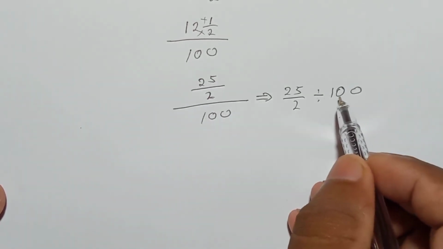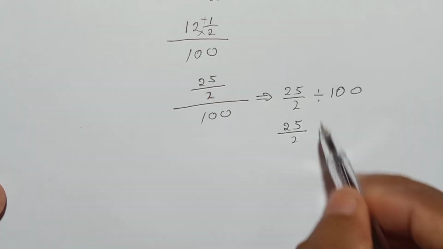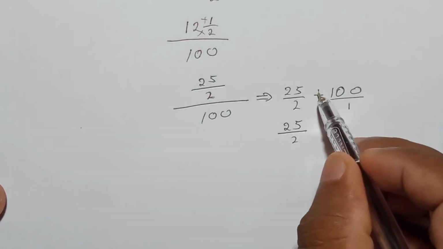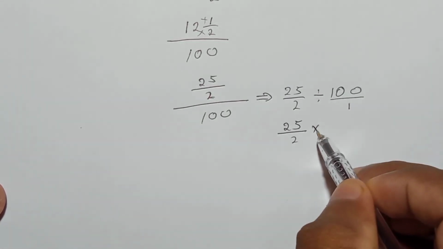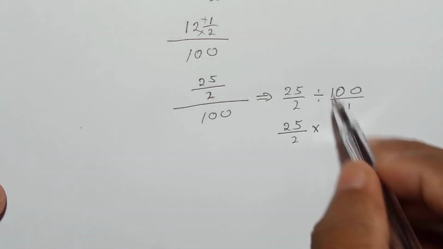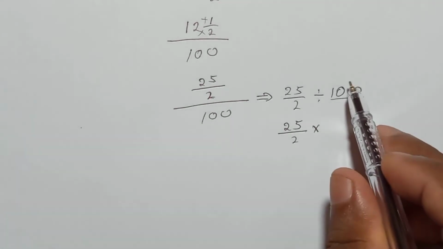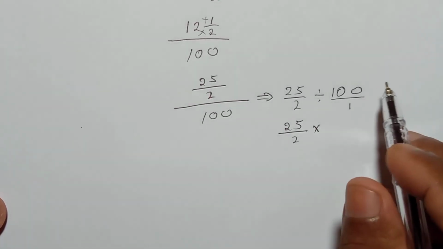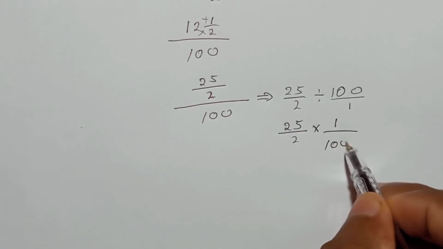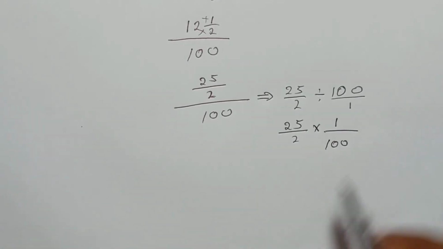Now maybe you will feel, what to do here? Division, and here there's no denominator, so we can think of it as 1. Now this division sign we change to multiplication, and you should get the reciprocal of this. So basically numerator into denominator, denominator into numerator. So here will be 1 over 100 like this. Here the numerator is 100. Now this is the idea.